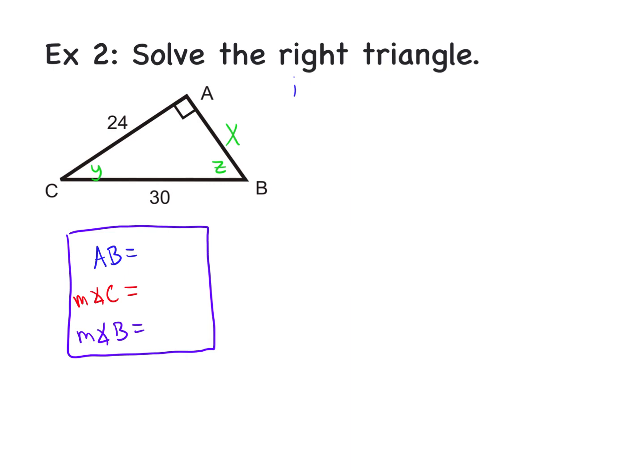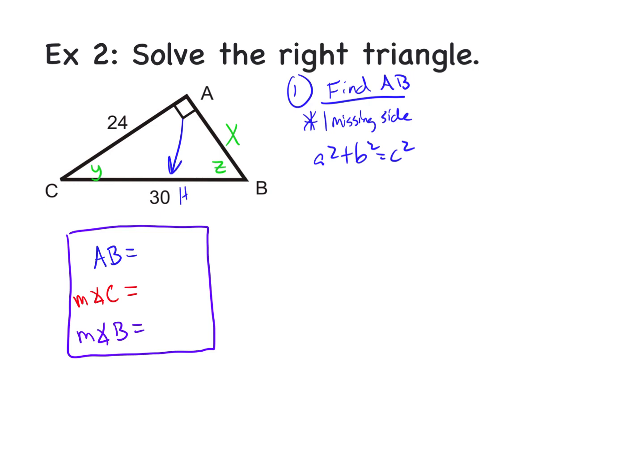All right, first step. Good. We need to find Pythagorean theorem because how many missing sides do I have right now? 1 missing side. So I'm going to do a squared plus b squared equals c squared. Class, which one is my c? Yeah, the 30. So that's my hypotenuse. So I'm going to say 24 squared plus x squared equals 30 squared.